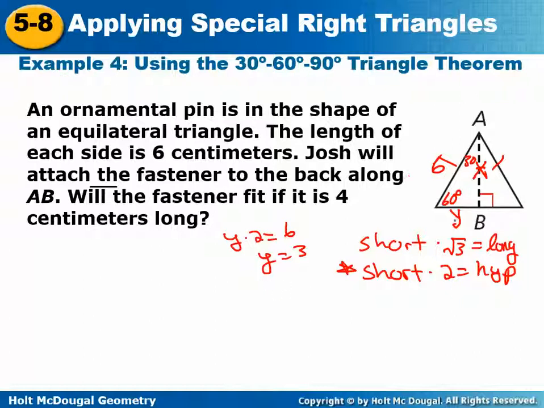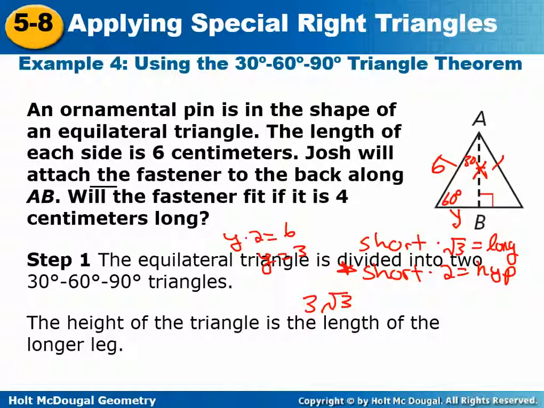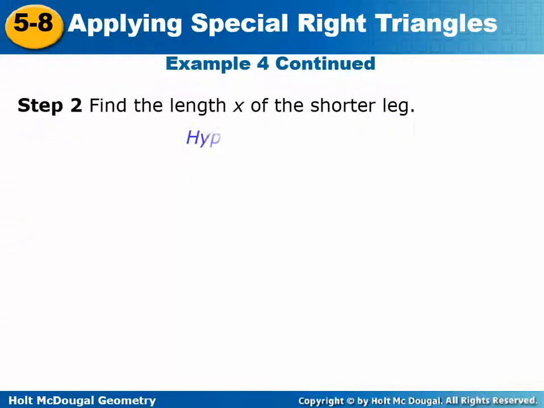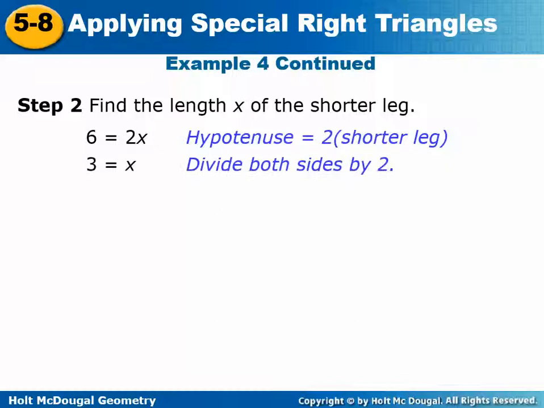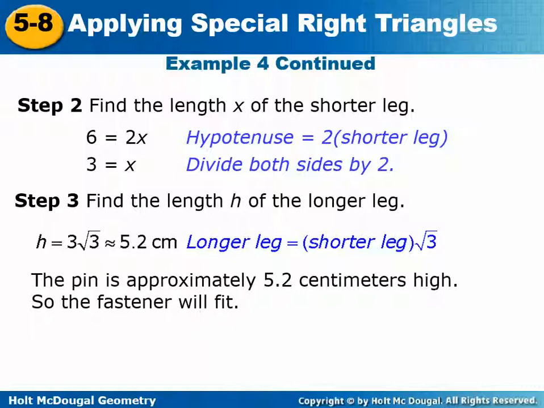So we take the short leg of Y times the square root of 3, and we get 3 square root of 3. Now, that's simplest radical form, but that doesn't help me answer the question. I have to get the decimal version of this in order to see if it's greater than or less than 4. So you would use your calculator and figure out that 3 times the square root of 3 is greater than 4. It's 5.2. So that long side of that triangle is greater than 4, so your fastener will fit because the fastener is only 4.